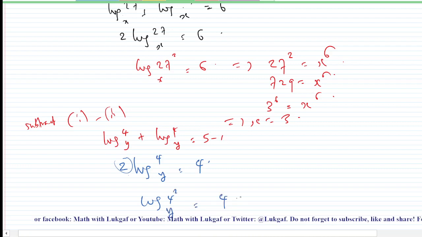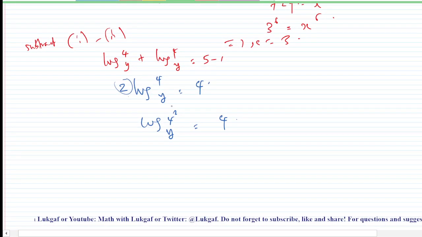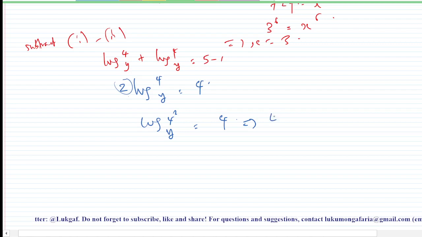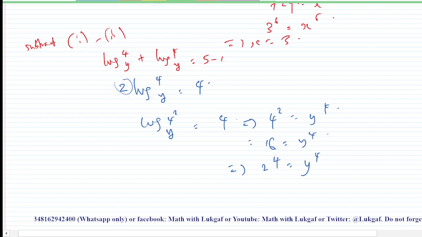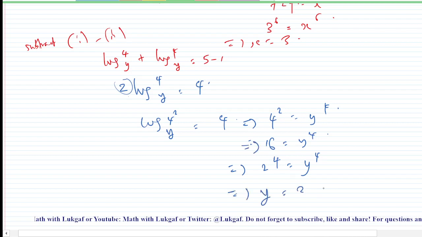You understand? If that is clear, then this implies that if you change it back to the initial form, I'm going to have 4 squared is equal to y raised to power 4. This is the same thing as 16 is equal to y raised to power 4. Your 16 is the same thing as 2 raised to power 4, y raised to power 4. Since you have the same power, this implies that your y is equal to 2. You can conclude adequately that your y is equal to 2 and x is equal to 3. So it is as simple as that.